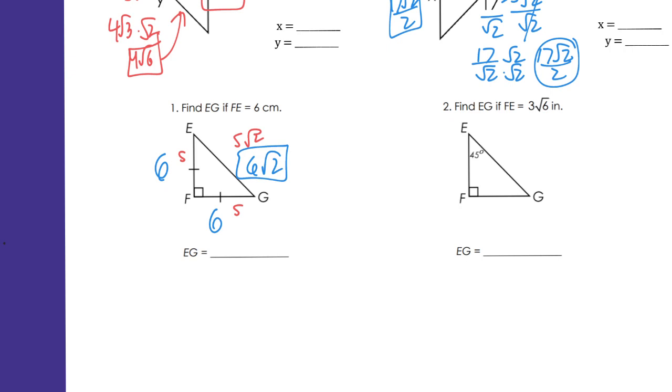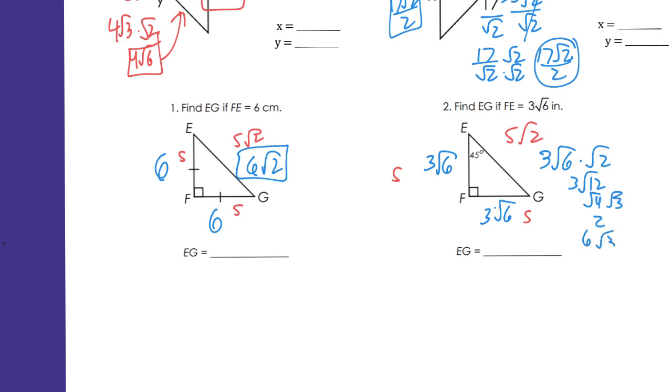Okay, let's look at this. If FE is 3 root 6, that means this is 3 root 6. Why? Because it's isosceles. They're both s, and this is s root 2. So to find the length of the hypotenuse, you take the length of the sides, and we're going to take 3 root 6 and times it by the square root of 2. You get 3 root 12, square root of 4, square root of 3. So it'd be 6 root 3, and that would be the hypotenuse. So again, the sides are both s, and the hypotenuse would be s times the square root of 2. Use your ratios as you need to find the missing parts.